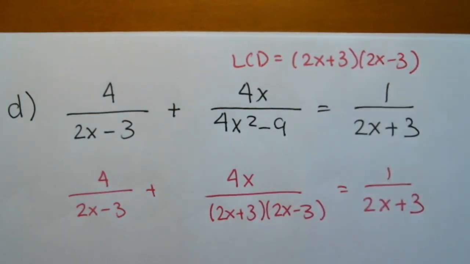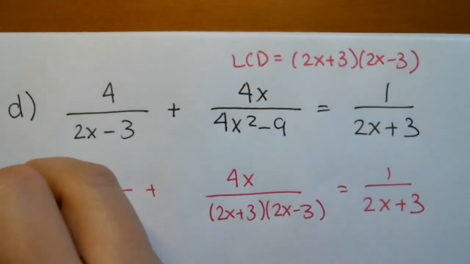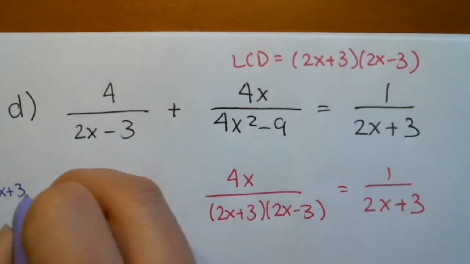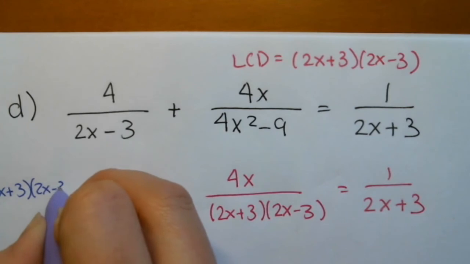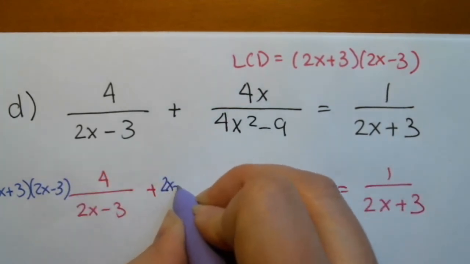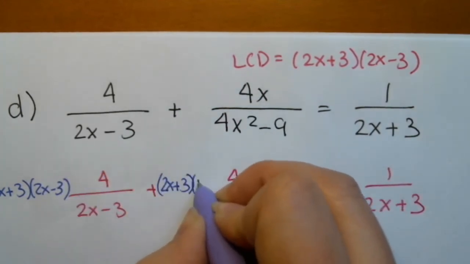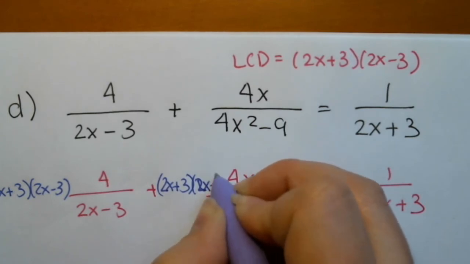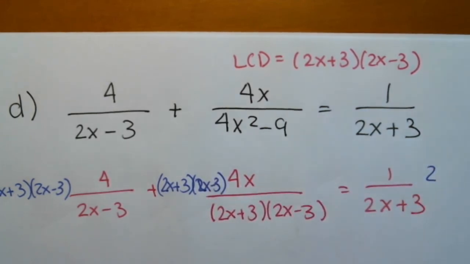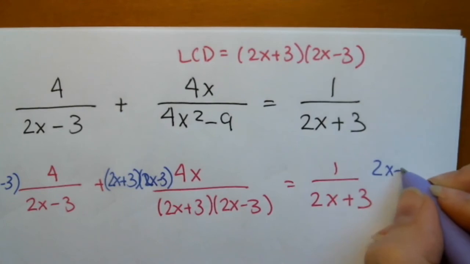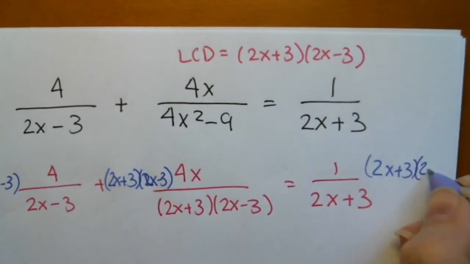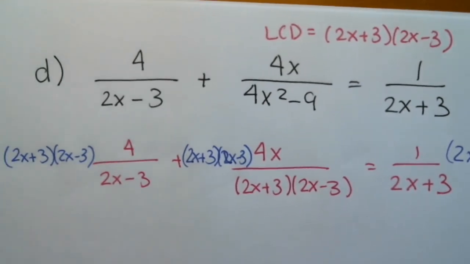Okay, so now I'm going to multiply everywhere by my LCD. So I have 2x plus 3 times 2x minus 3. Here I have 2x plus 3 times 2x minus 3. Okay, and here I have 2x plus 3 times 2x minus 3. Okay, so I'm going to cancel out what cancels out.